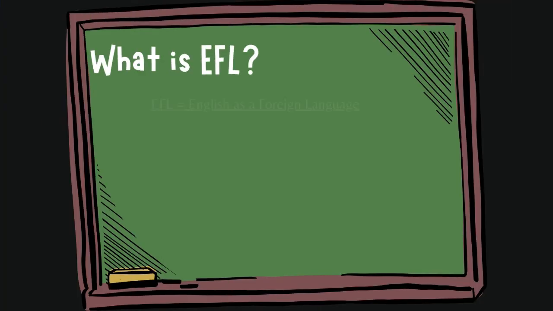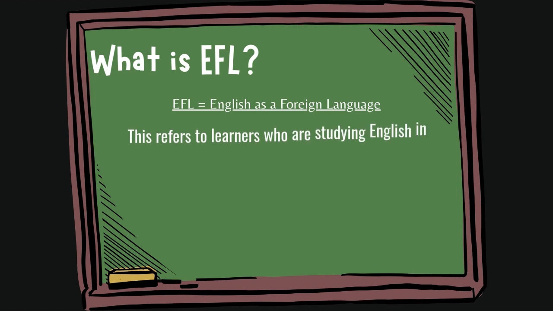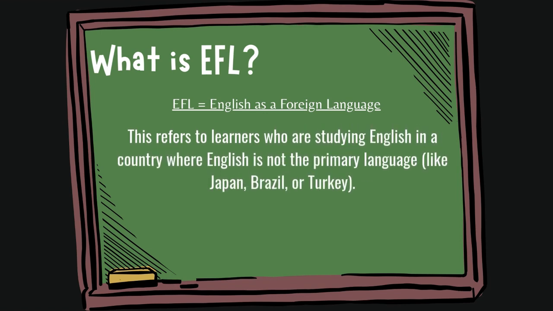We continue with what is EFL. EFL is the abbreviation for English as a Foreign Language. This refers to learners who are studying English in a country where English is not the primary language. Examples are Japan, Brazil, or Turkey. An example is a student in Japan learning English in school.